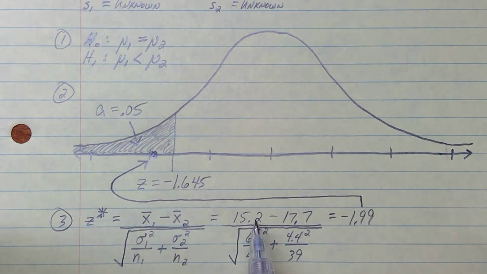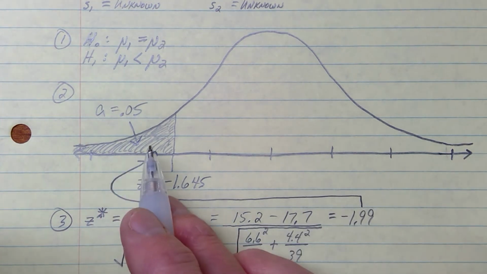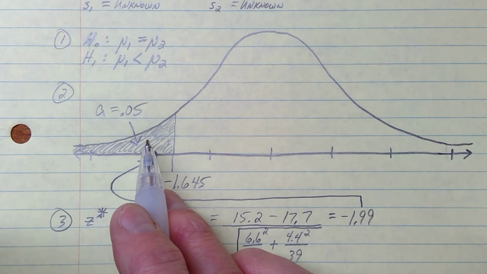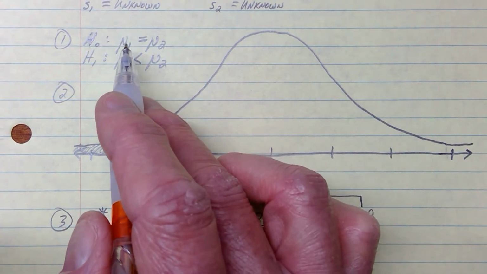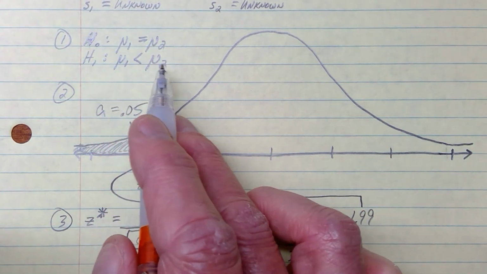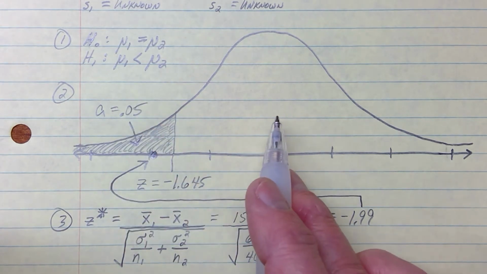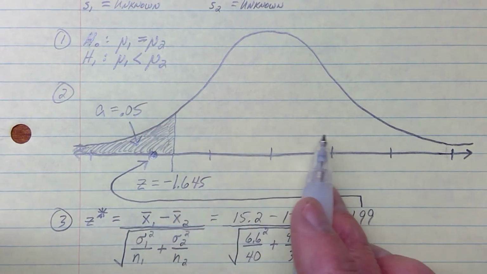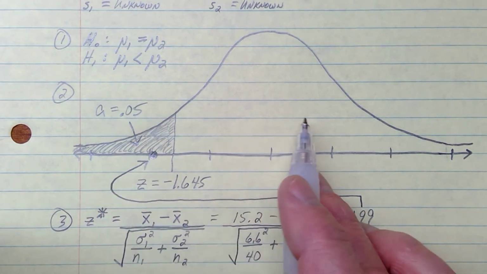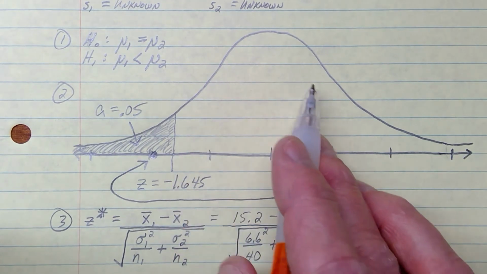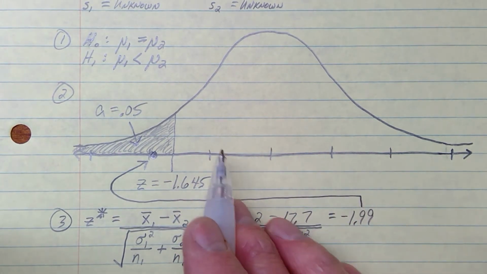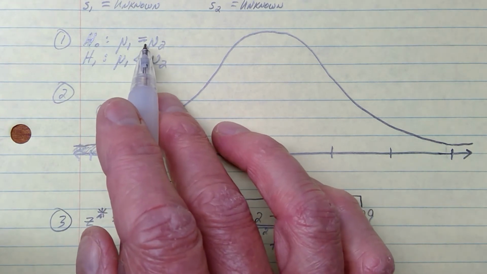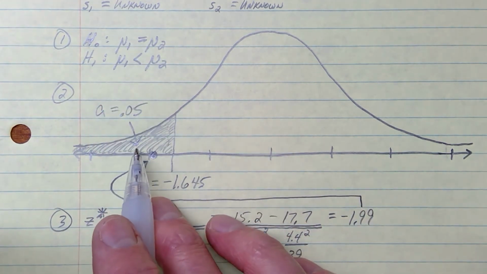I ran a test with my data. I ran a test and I landed in the rejection area. That means I get to reject what they said. That means my challenge was correct. If it would have landed anywhere here in the white area, 5% here, 95% here, if it would have landed anywhere in the white area, I would have to accept what they said. But it didn't. It landed in the rejection area.